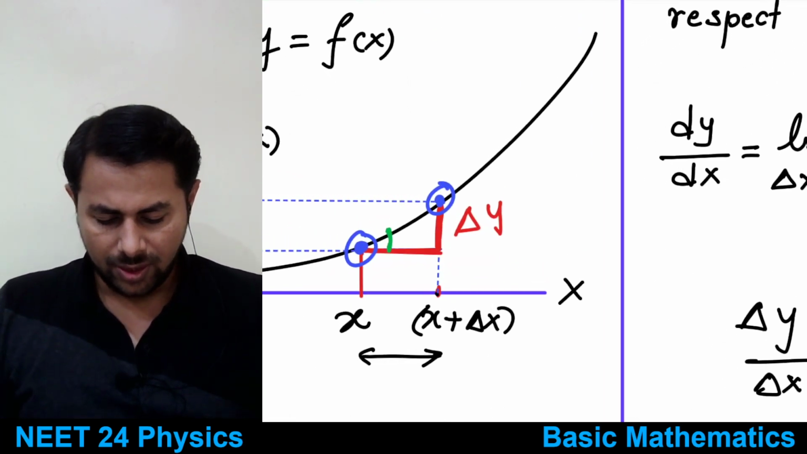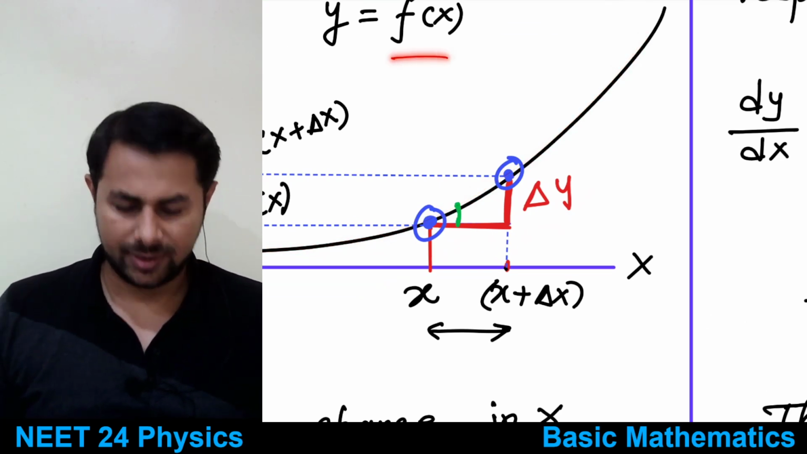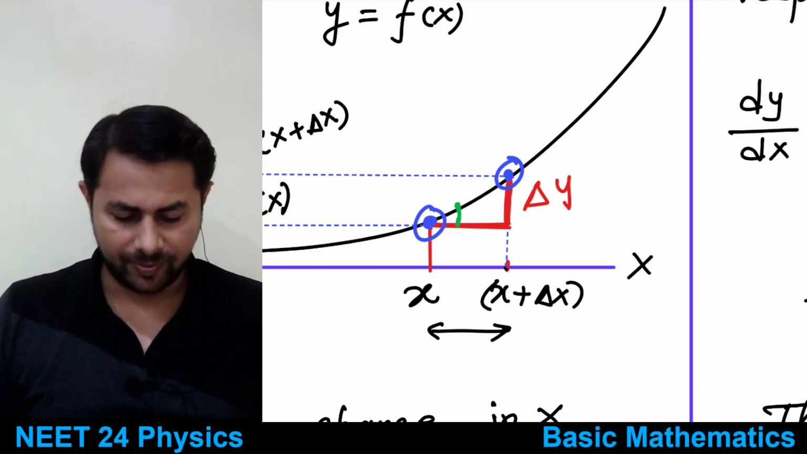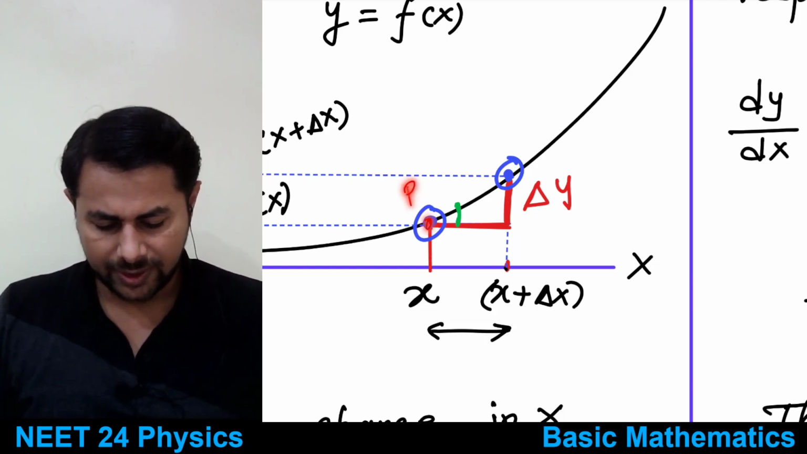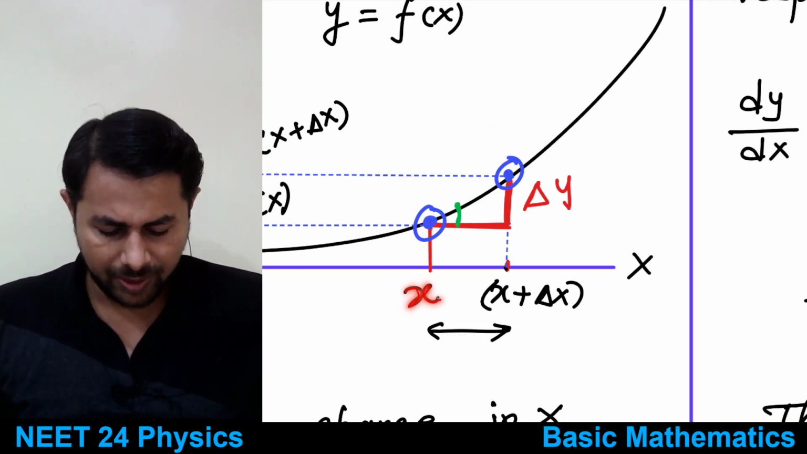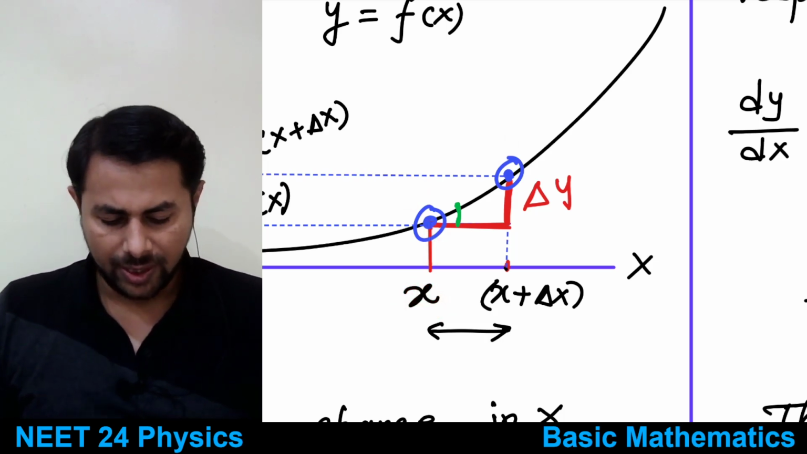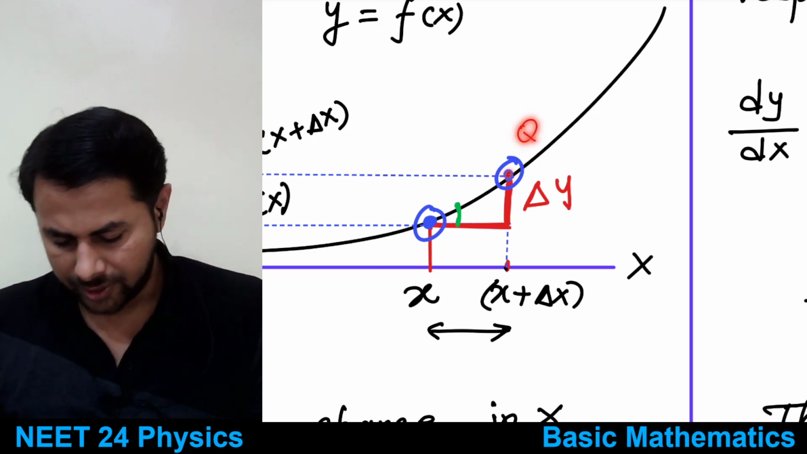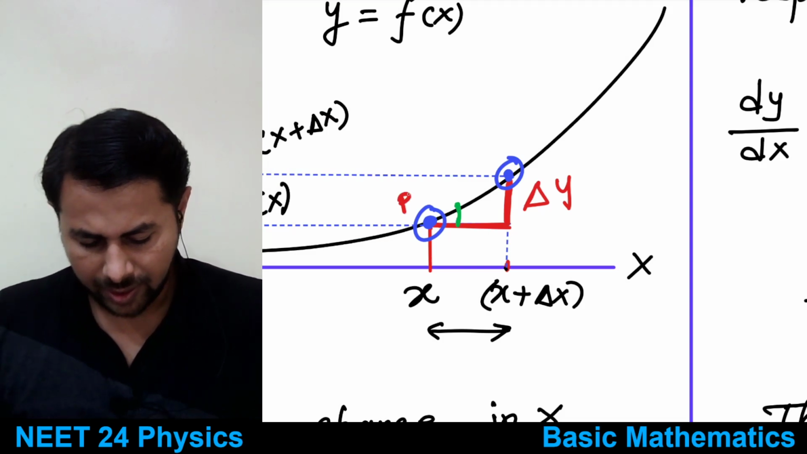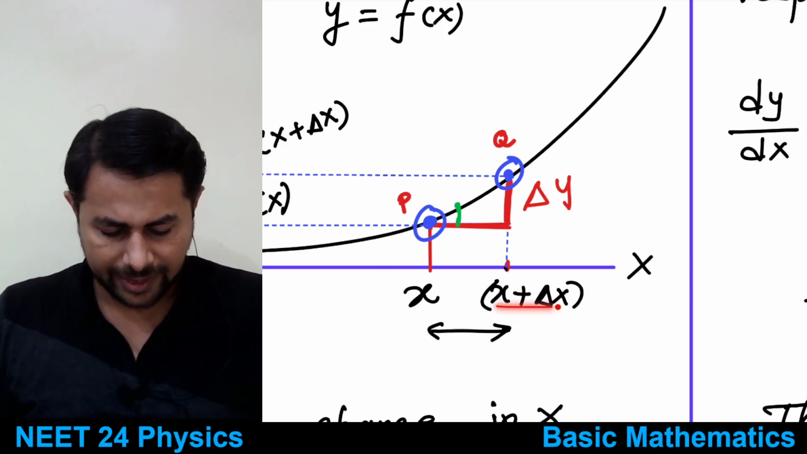So now you plot a curve of y equals f of x. f of x can be anything: x square, 2x, sin x. We have these 2 points, P and Q. At point P, the x coordinate is x. At point Q, the x coordinate is x plus delta x.